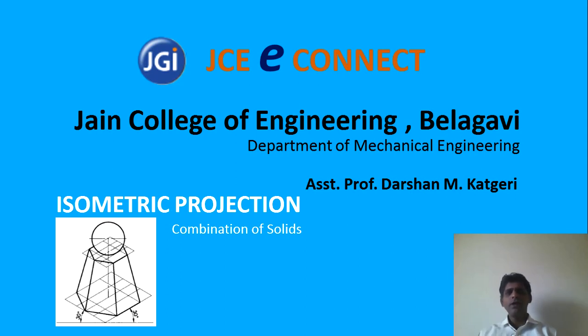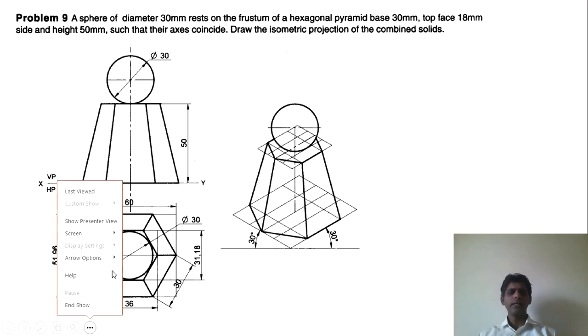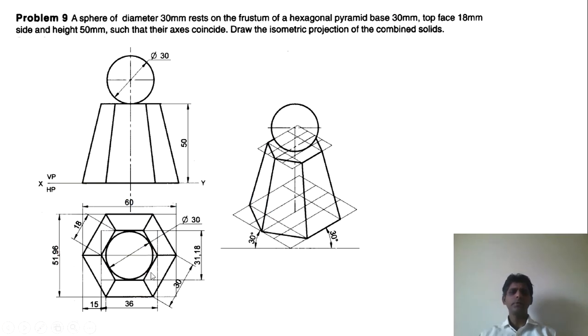In this video, we are going to solve a problem on isometric projections, that is on combination of solids. That is, we are going to solve this particular problem, which is shown in this small figure here. So let us move ahead and see what is the problem and how it is to be solved.